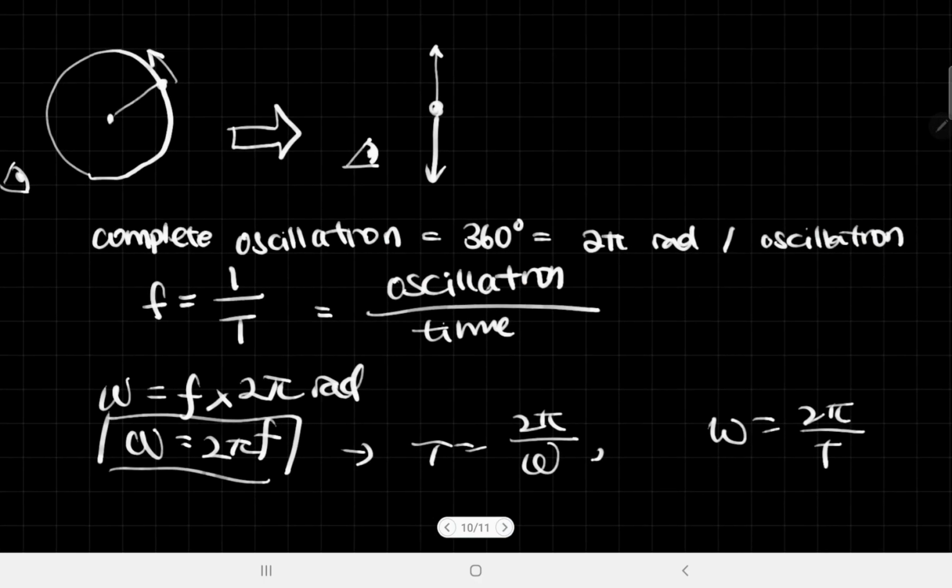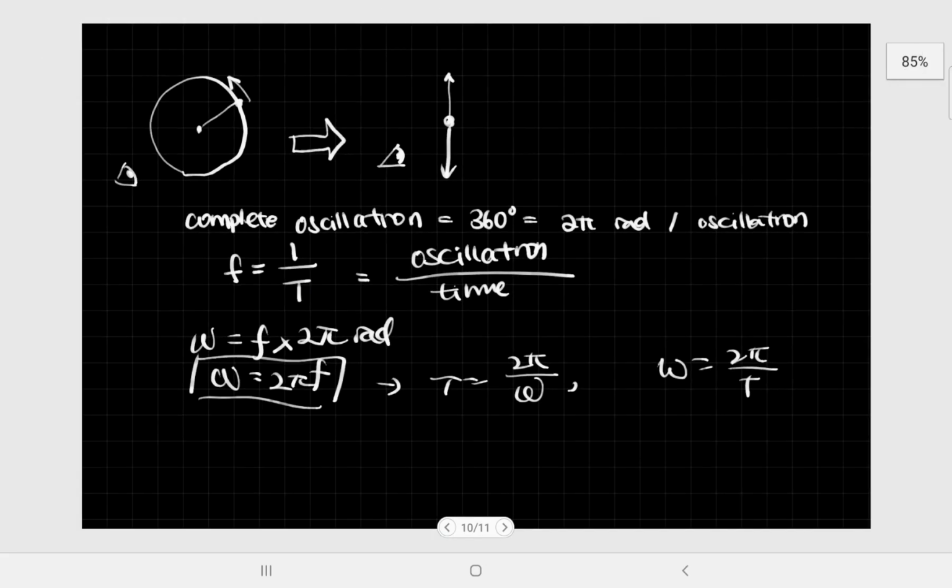And then we can talk about frequency and angular frequency, but that's going to be for the next video. And that's all going to be about the different equations that you have to memorize and understand when we're talking about oscillations. But for the intro, that was about it.